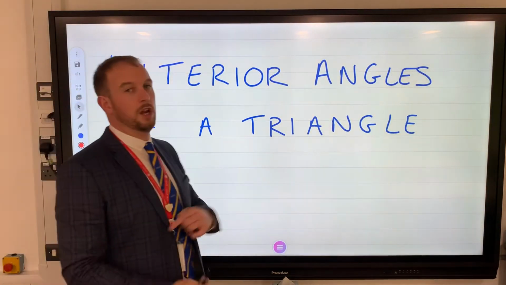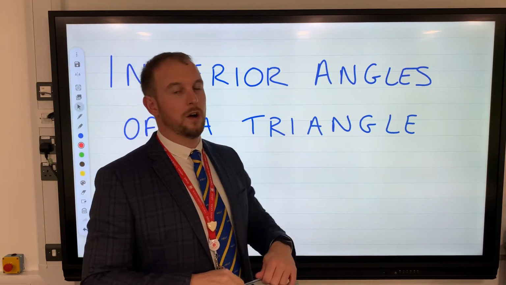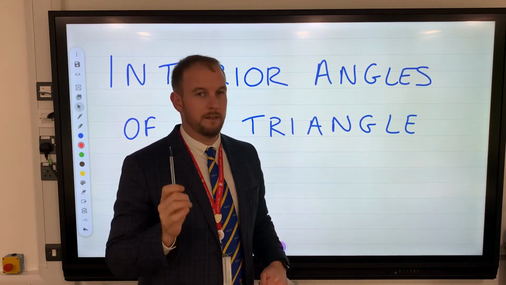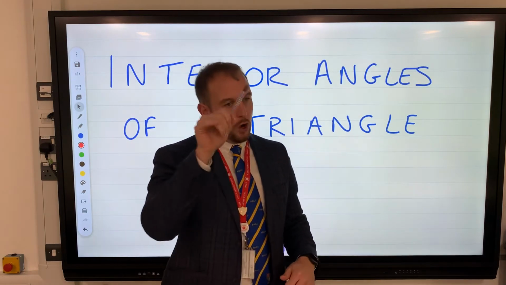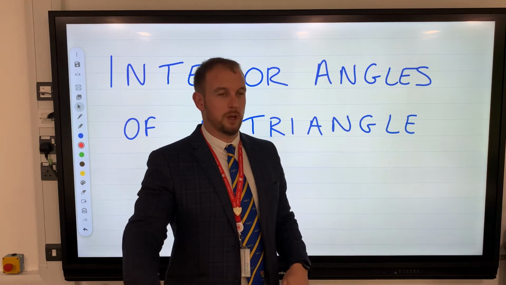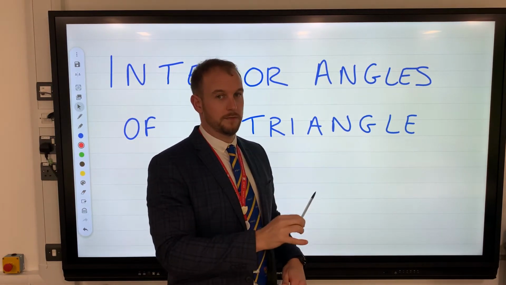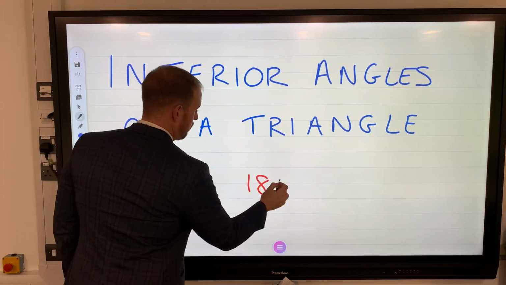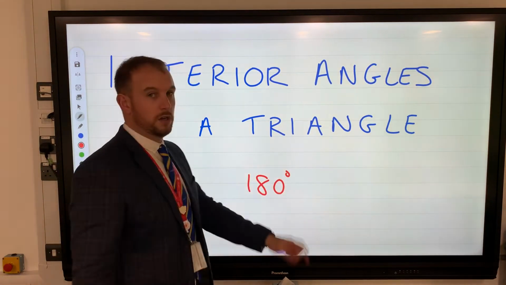Okay, so today we are looking at the interior angles of a triangle. Now, every single triangle in the world has something in common, okay? All three angles in every triangle add up to 180 degrees. So that's the fact of today. We're going to be using this number a lot, 180 degrees.